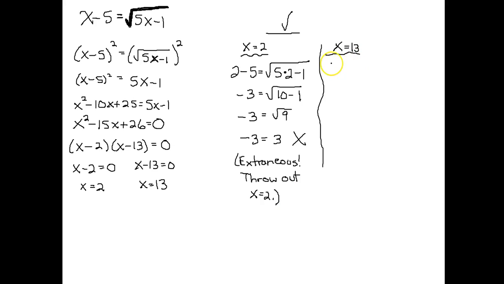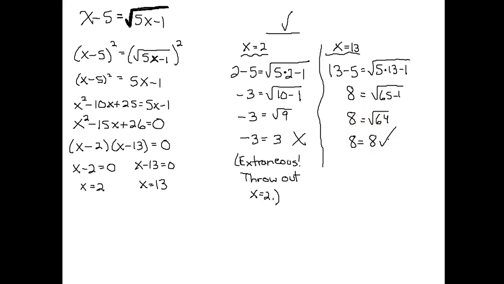Okay, now back to 13. 13 minus 5 equals square root of 5 times 13 minus 1. All right, 13 minus 5 is 8. Then I got square root of 65 minus 1, or square root of 64. We're looking at the positive or principal square root. 8 equals 8. Woohoo! That works. So 13 is the solution here to this equation. So there's my answer. That's the only answer. It's got that one real answer there.